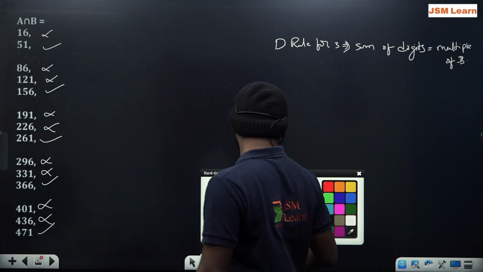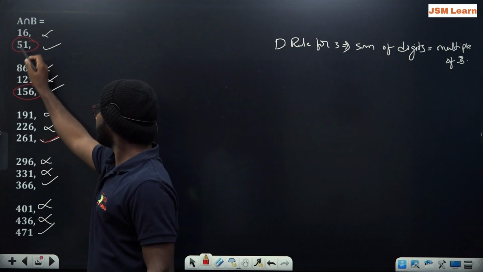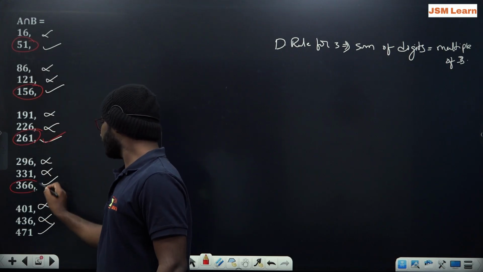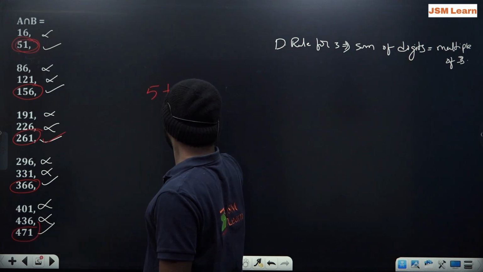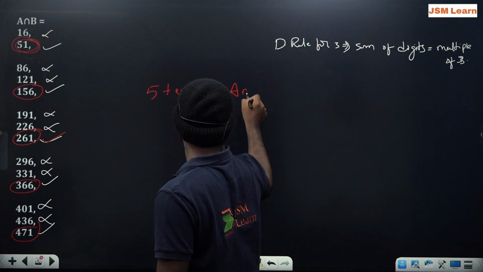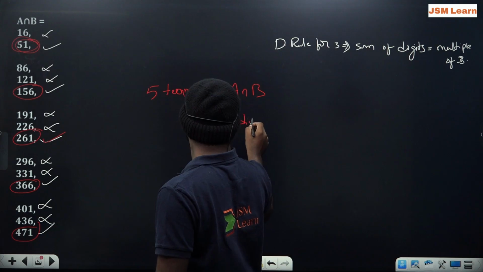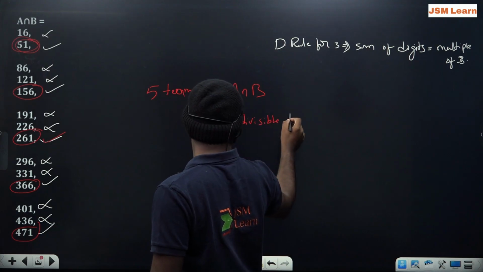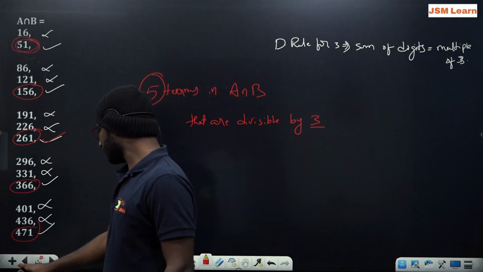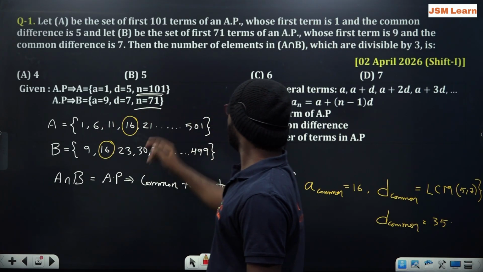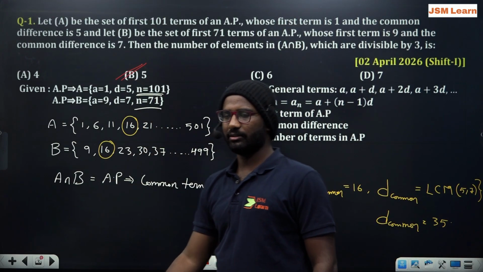So out of these 14 terms we got 1, 2, 3, 4 and 5. So 5 terms in A intersection B that are divisible by 3. So we got 5 terms from A intersection B which are divisible by 3. So our answer is B.